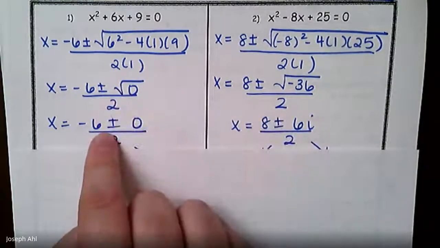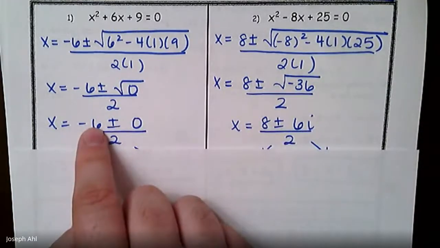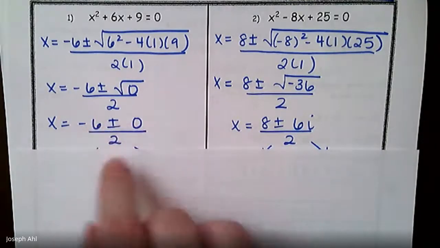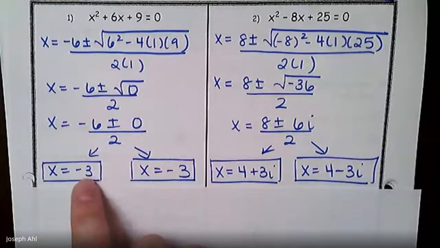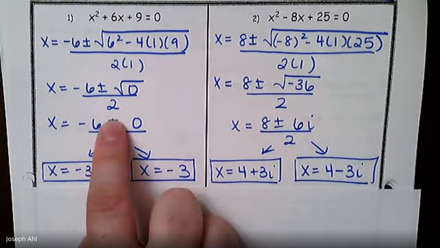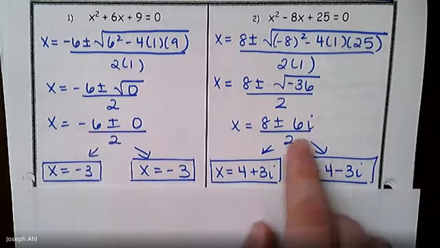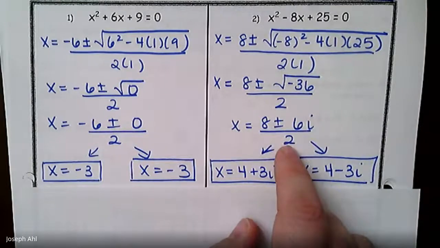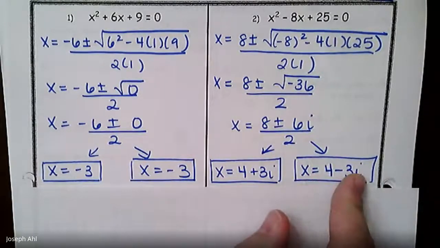And then from there, we're going to go ahead and split up the plus or minus. So on this side, negative 6 plus or minus 0 is still negative 6. So negative 6 divided by 2 is negative 3 twice. So that's kind of a unique case here because adding and subtracting 0 didn't change this number. Here, when I divide 2 into both of those terms on the top, we're going to get 4 plus 3i and 4 minus 3i as the two roots.